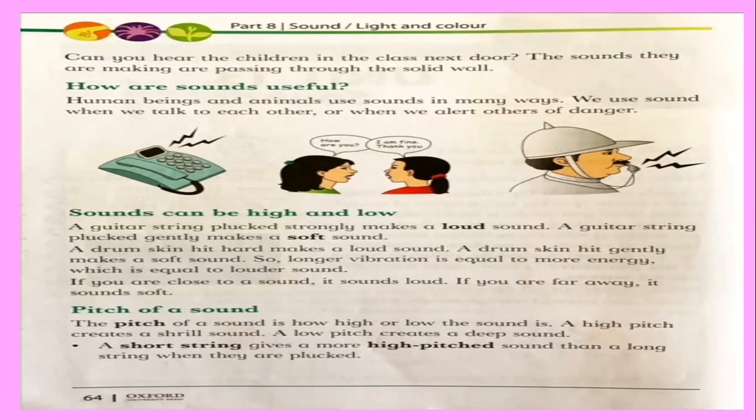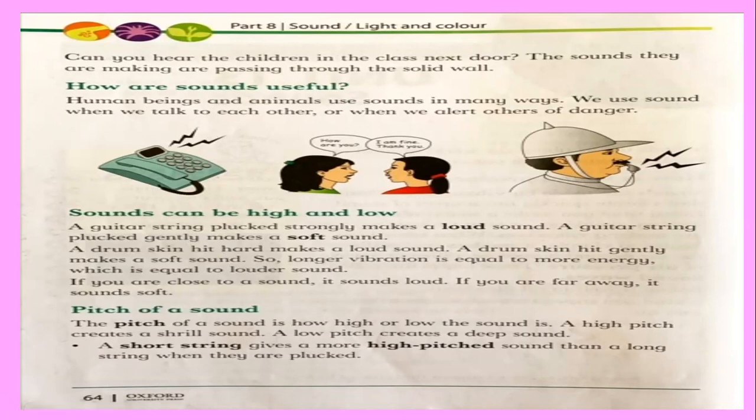But for the children who are sitting at the back of the classroom, the sound reaches there softly. They cannot hear sometimes. If the teacher speaks softly, they cannot hear properly. So if you are close to a sound, then the sound is loud. And if you are far away, it sounds soft.